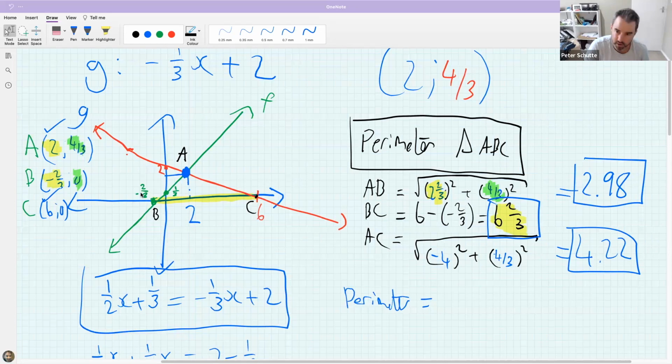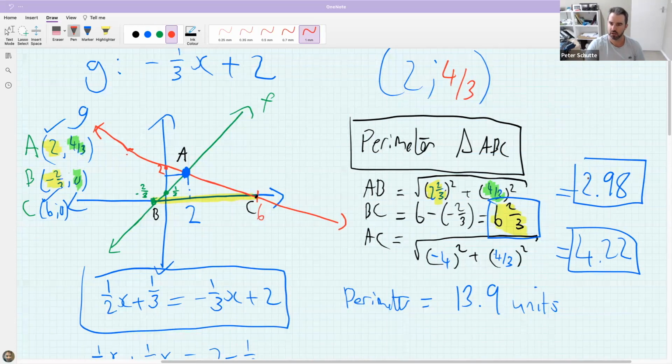If I take the rounded off values, you should be getting something around 13.86, or let's say to one decimal place, 13.9 units, if you add up these three sides.